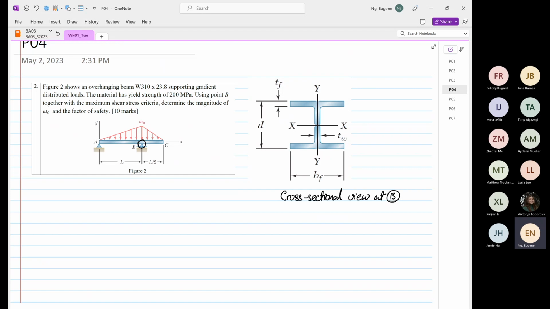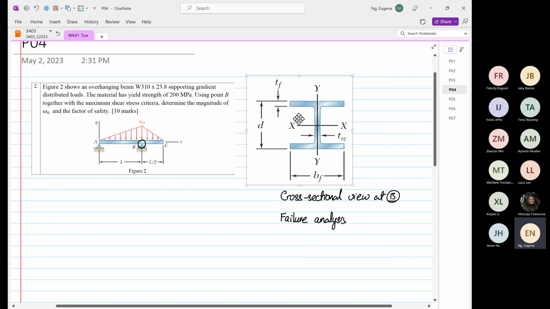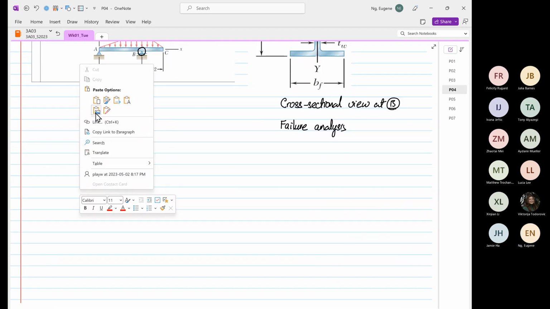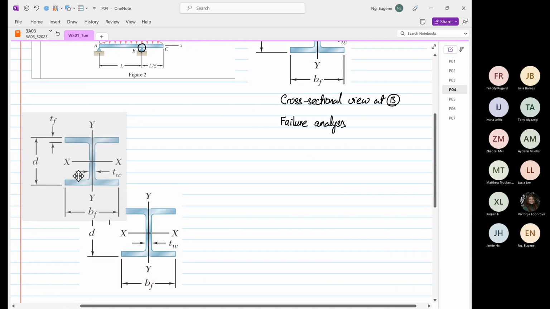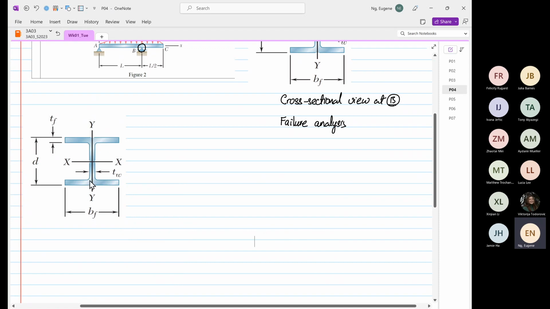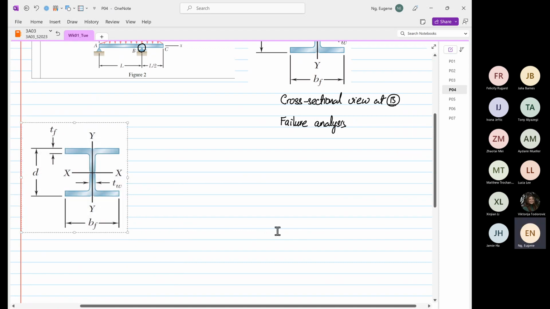And one thing that you will learn in this course also is failure analysis. Before I even go on in failure analysis, I'll highlight two things. What you see over here is the cross-sectional view, and there are two formulas that we're going to apply.